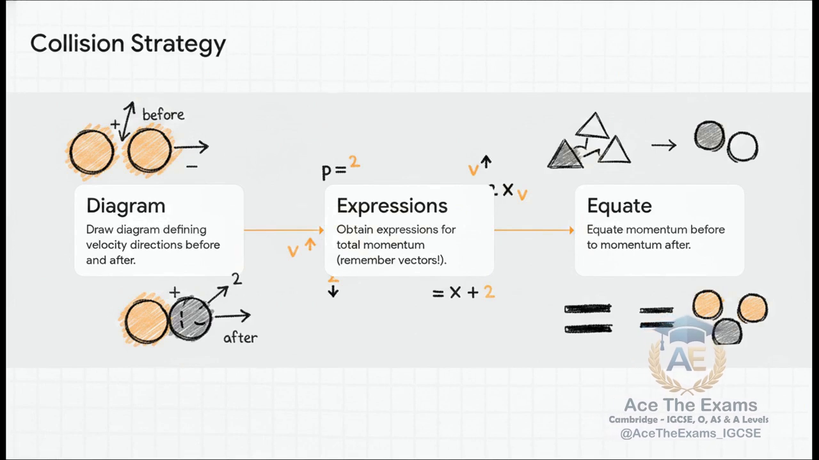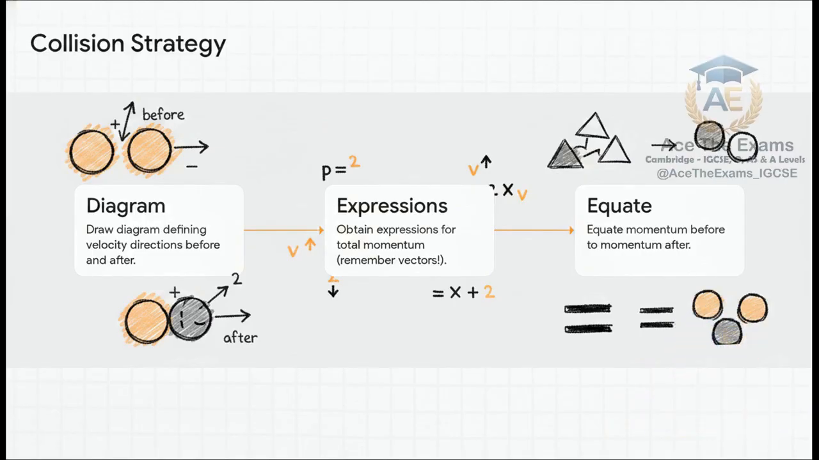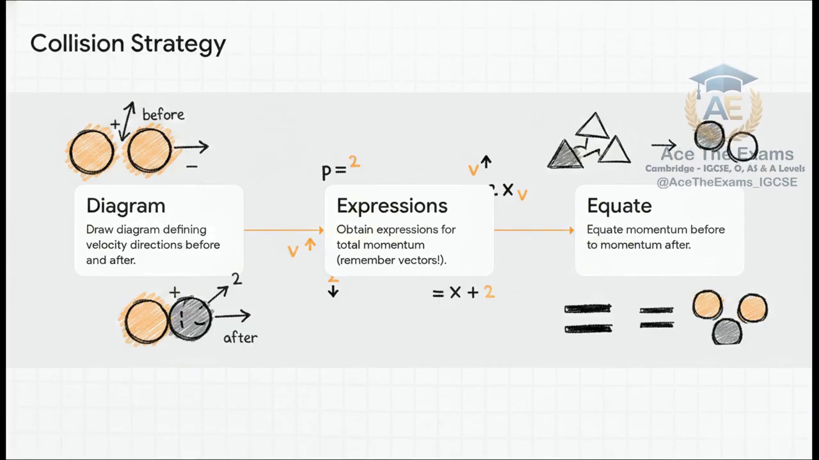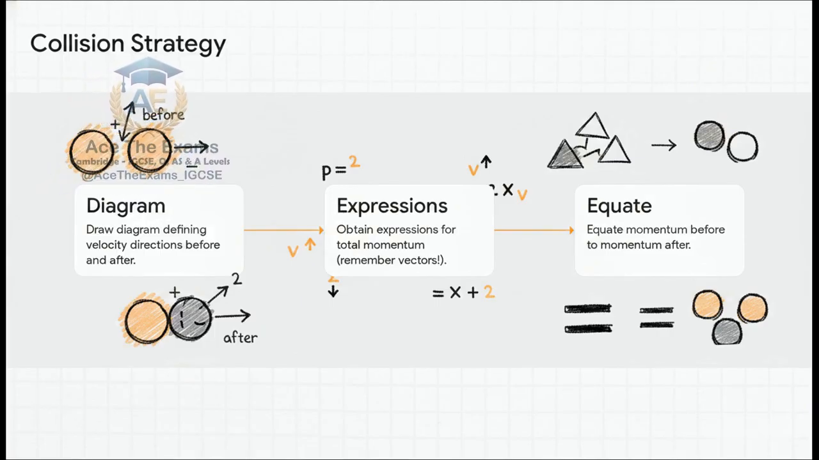Step 2. Obtain expressions for total momentum. Remember the vectors. Step 3. Equate the momentum before to the momentum after. I literally see students drop a whole grade boundary because they skip step 1. They think they can do the vector math in their head. Sam does this constantly, and the negative signs just vanish. Draw the diagram. It's your structural scaffolding.